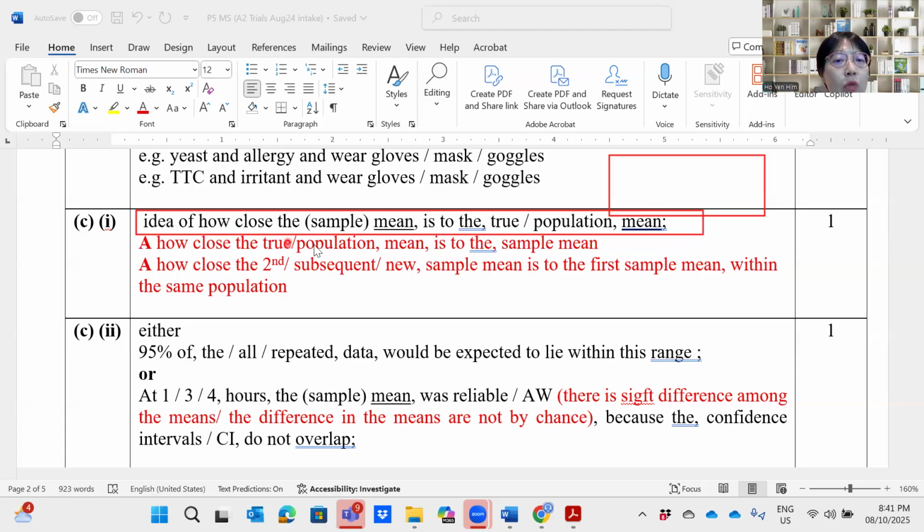How close is the true population mean to the sample mean? So you take a sample from there, you want to predict your population mean with 95% confidence. Or you have taken the sample mean, and you want to know about the second sample mean: how close is the second sample mean to the first sample mean? Okay, so that is called standard error. So it's plus minus 2 SE.